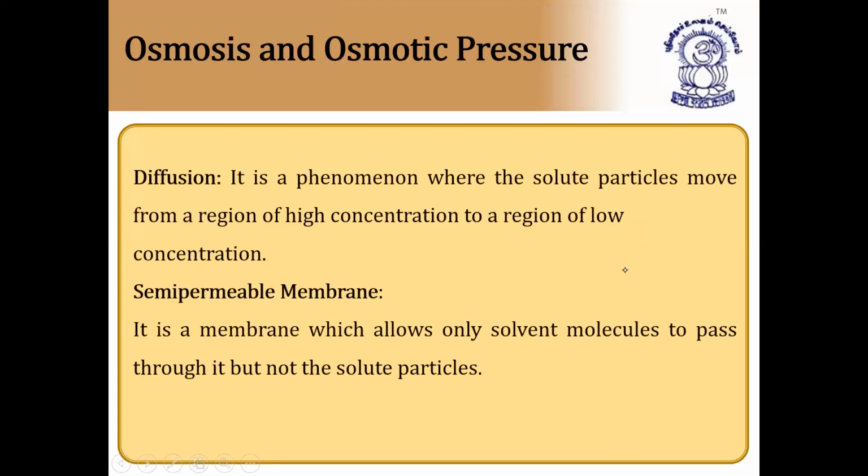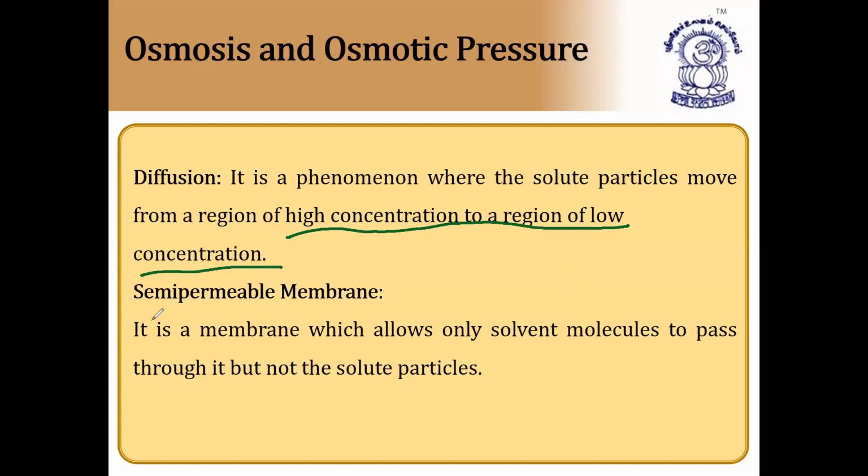Let us see what is osmosis and osmotic pressure. This is the fourth colligative property. It is a phenomenon where the solute particles move from a region of high concentration, underline high concentration, to a region of low concentration. This is called diffusion, and this diffusion can be done by using a semi-permeable membrane.